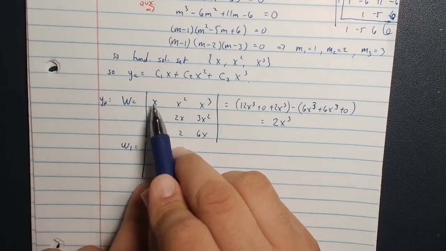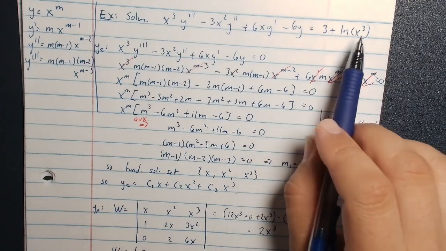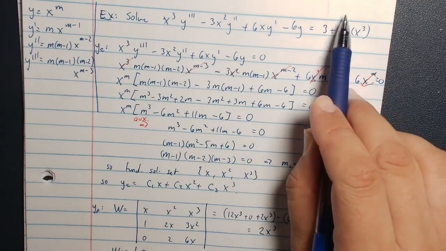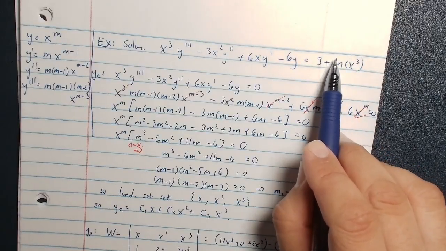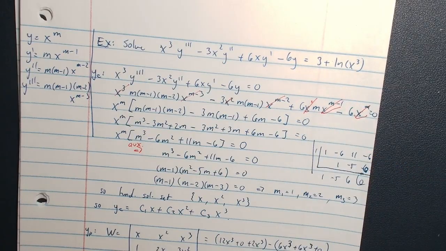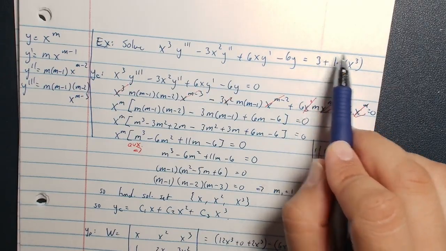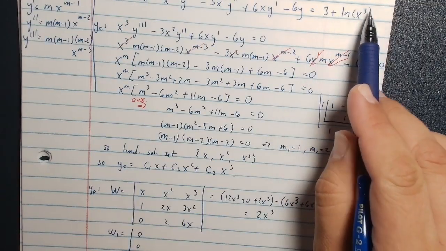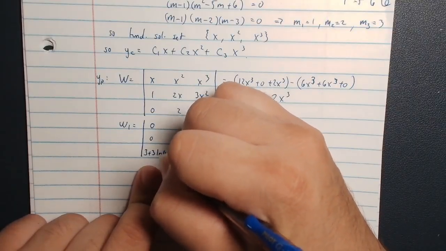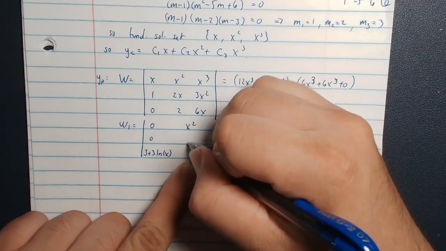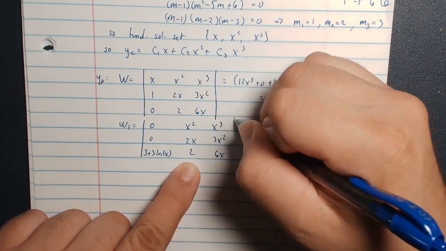W1: replace the first column with all zeros, except at the very bottom, go ahead and put your input function. 3 plus, what I'm going to do here is take this 3 and pull it out. There's a property of logarithms that says if you have an argument with a power, that power can be brought out as a coefficient. I'm not sure, but I strongly believe that if I pull that out, it's going to make my computations easier. If not, I can always put it back in there. But I'm going to write this as 3 plus 3 log of x. And then the other two columns remain the same: x squared, 2x, x cubed, 3x squared, and 6x, like that.